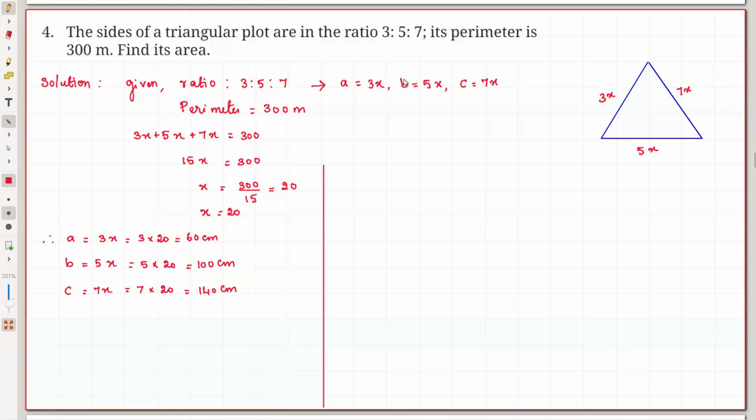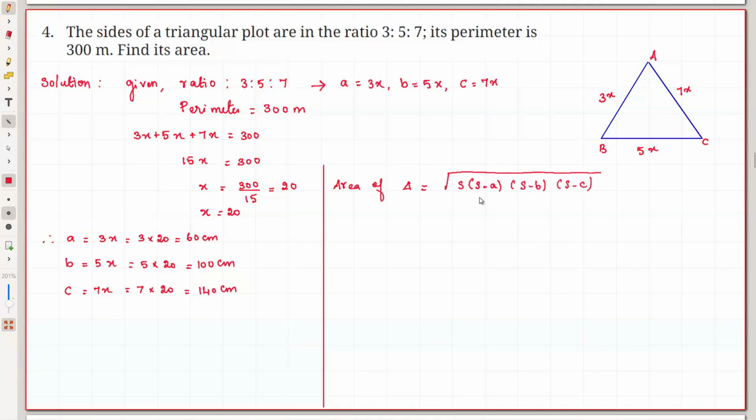So here, for finding the area of the triangle, we will be using Heron's formula. If you want to write area of the triangle ABC, we can just name it: this is A, this is B, and C. If you want to give the name, give it a name. Area of a triangle is equal to square root of S into S minus A, S minus B, S minus C.